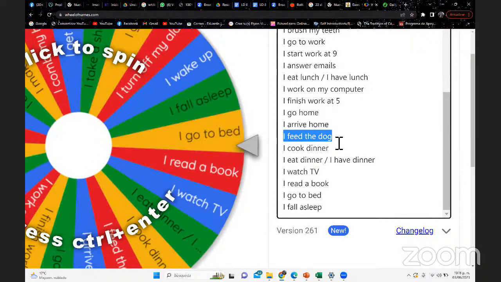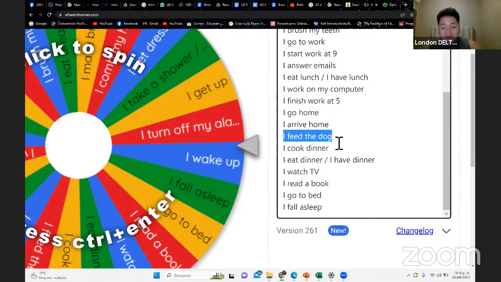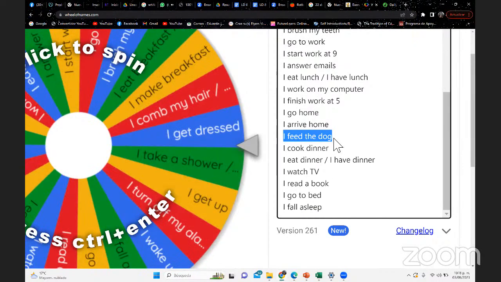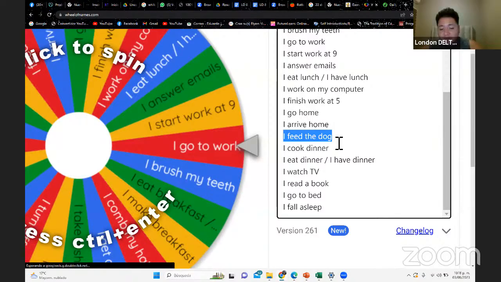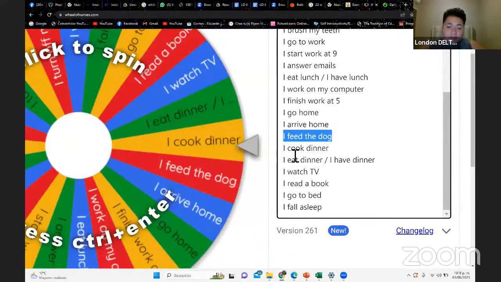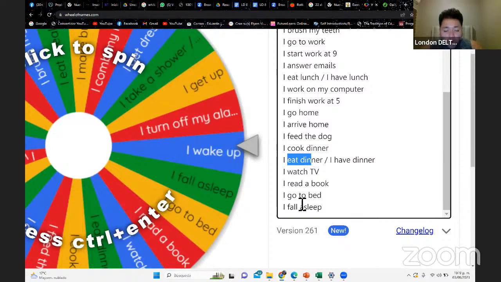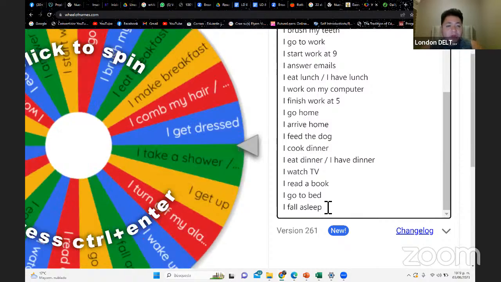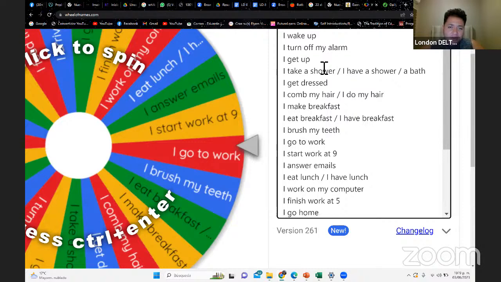Le doy de comer al perro. Alimentar al perro. Exactly. So feed the dog, cook dinner, eat dinner, watch TV, read a book, go to bed, fall asleep. Right? Eso es como el orden, ¿no? Más o menos una rutina, es como un ejemplo desde que nos despertamos hasta que anochece.